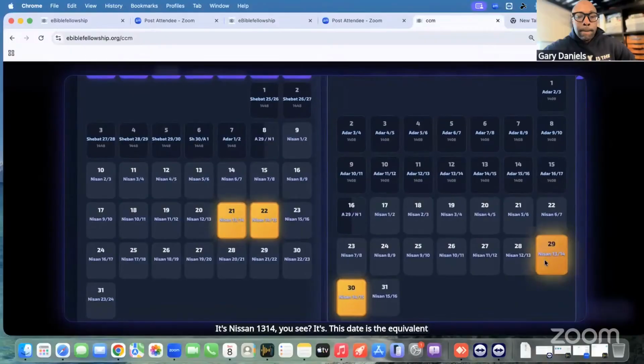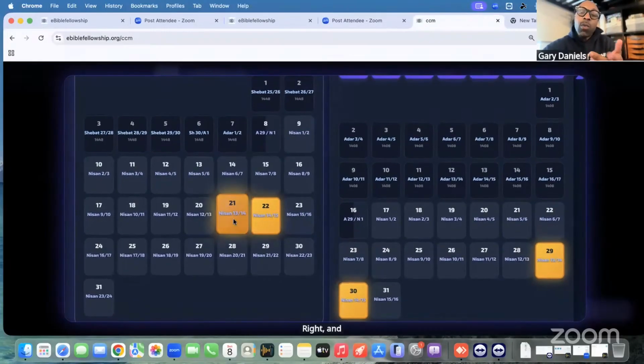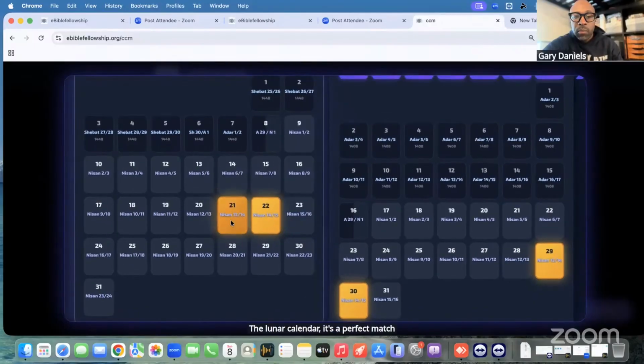The 21st is the equivalent to March 29th in 1407. When we talk about the Hebrew calendar, and the reason this offset exists is because of the moon phases, is that correct? Yeah, because between the sun and the moon, the lunar calendar, it's a perfect match, right? Nisan.